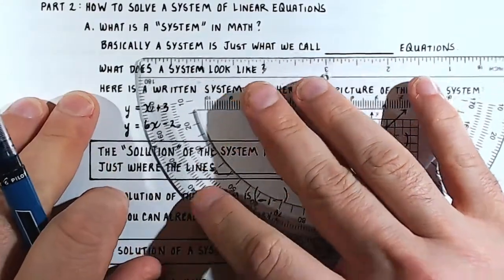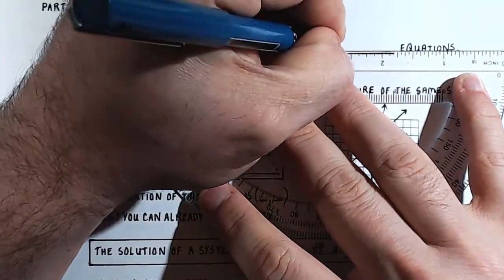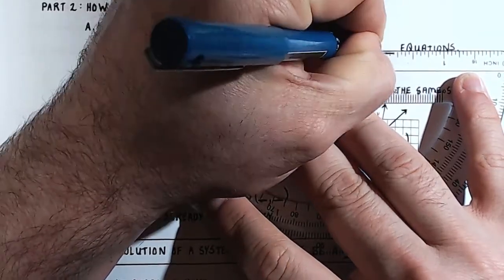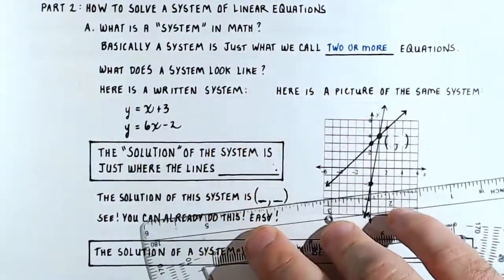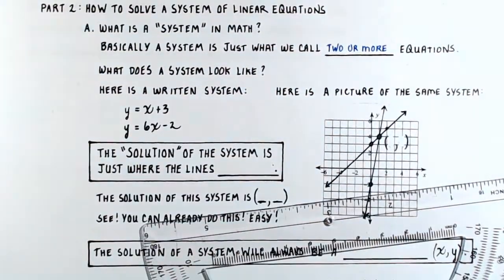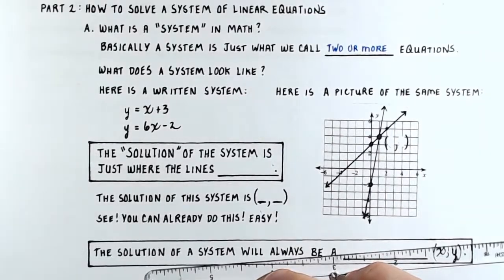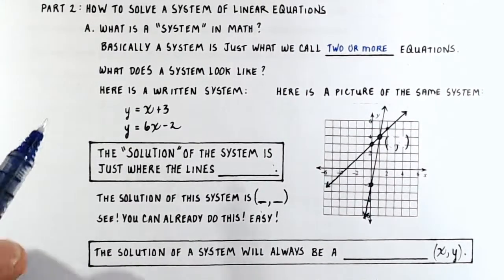All right, so maybe we could say 2 or more right here. Basically, a system is just what we call 2 or more equations. Okay. Well, what does a system look like? You can have written systems and you can have picture systems. And there's multiple ways to write systems. This is just one of them.